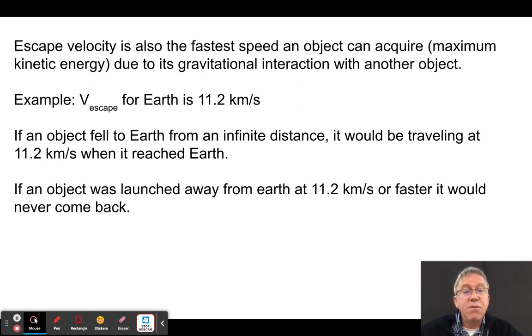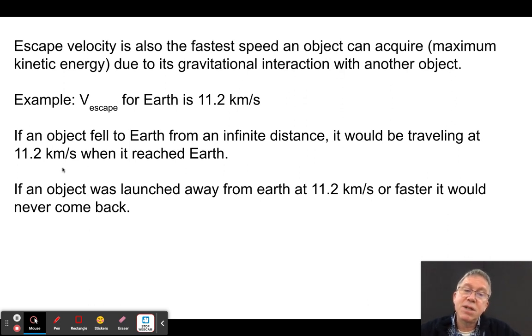So if we calculate that for Earth, what we find for Earth is 11.2 kilometers per second, 11,200 meters per second. If you're going that fast, so if I took an object all the way to the other side of the universe, and the only thing pulling on it was Earth's mass, the two objects interacting gravitationally, then when that test mass hit the Earth, this is how fast it would be going, 11.2 kilometers per second.